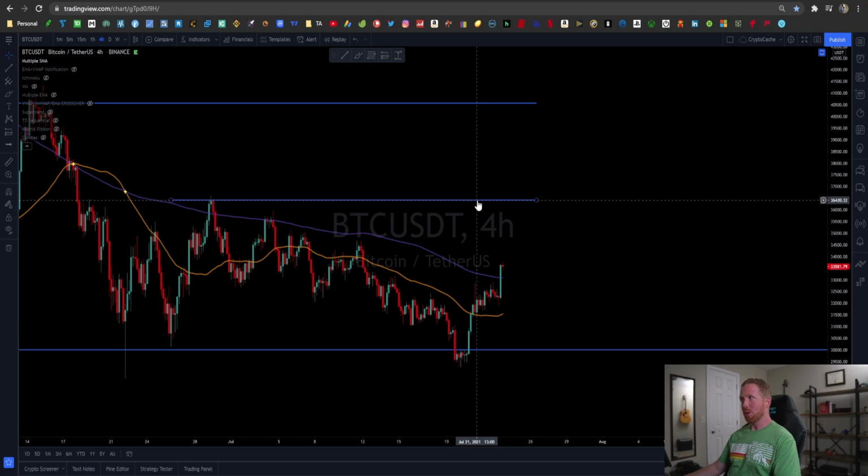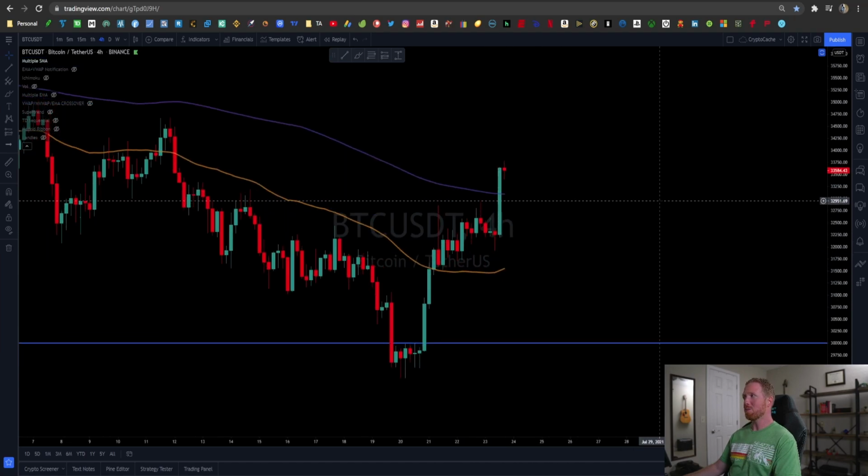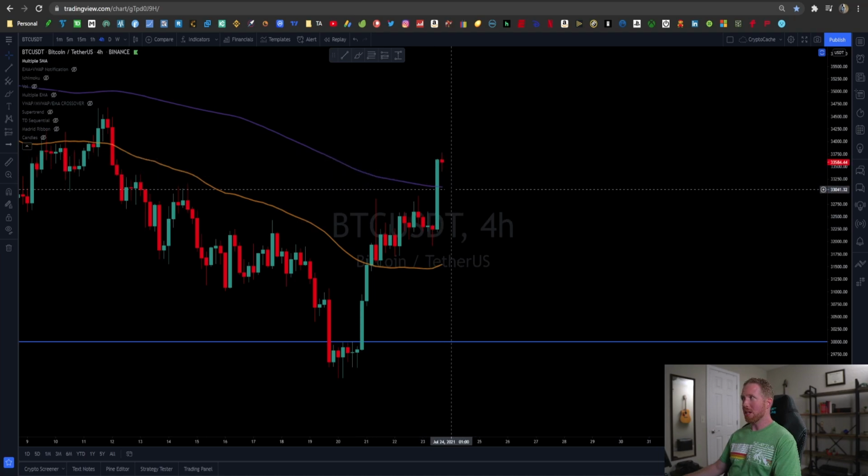We've got 36,500 as the next major resistance level, a few smaller ones in between. So just be mindful of how the price responds to the 200 here, because I speculate that we'll see a slight retracement. The price will maybe go sideways or down, but it will probably test 33,000 even, which is where the 200 is currently sitting.